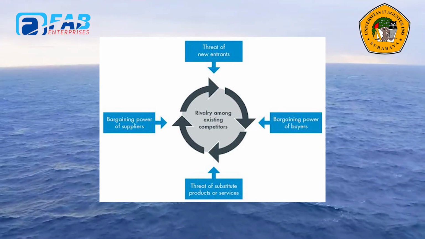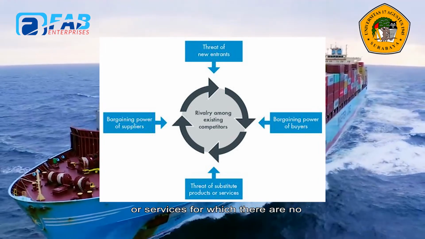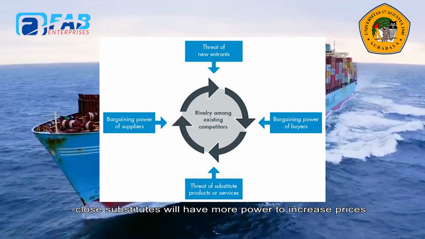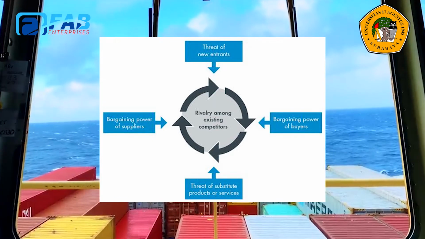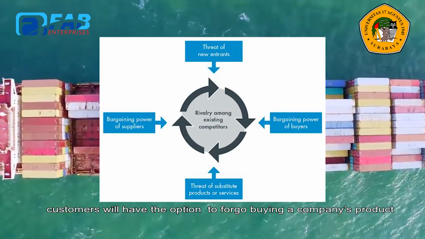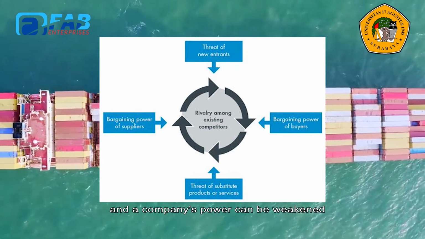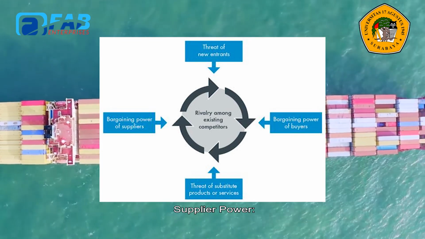Companies that produce goods or services for which there are no close substitutes will have more power to increase prices and lock in favorable terms. When close substitutes are available, customers will have the option to forgo buying a company's product, and a company's power can be weakened. Supplier power.